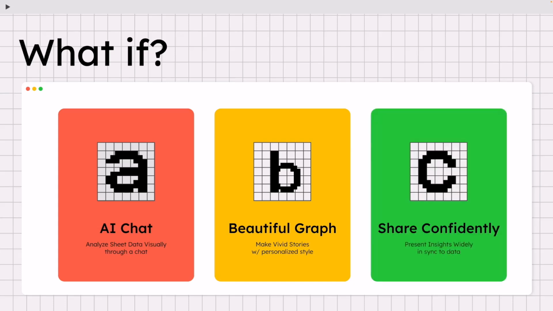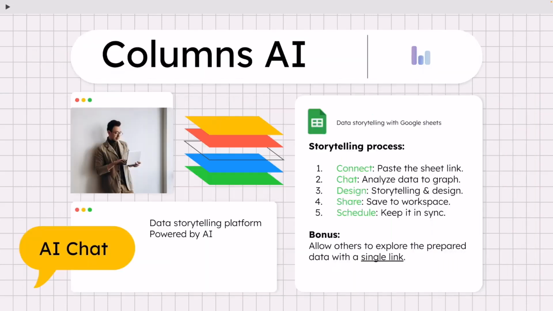Lastly, you should be able to share it confidently. With data in sync, you'll never have to worry about last-minute updates. Your slides stay accurate while you maintain your data behind the scenes by yourself. So next, let's look at how Columns AI helps the whole process. Columns AI is an isolated presentation layer on top of Google Sheets.